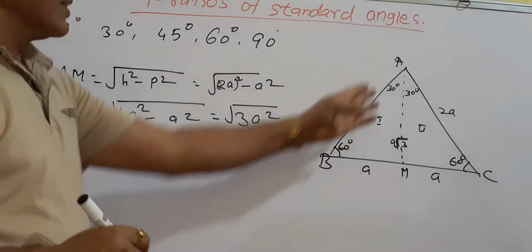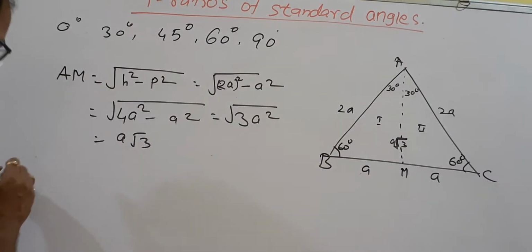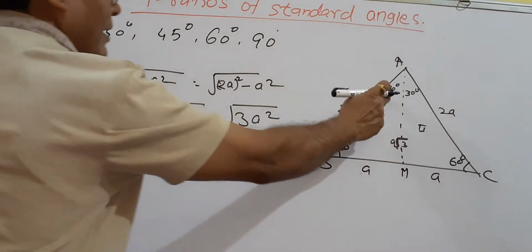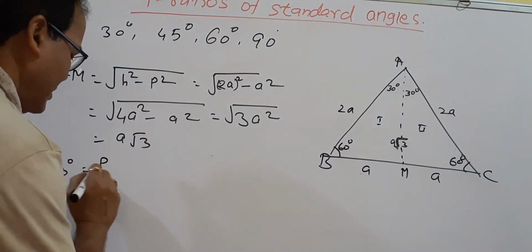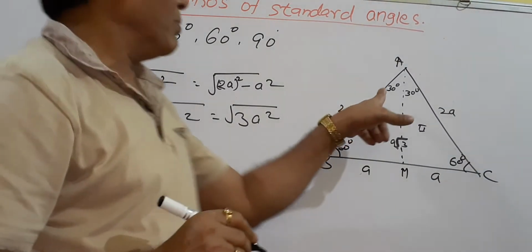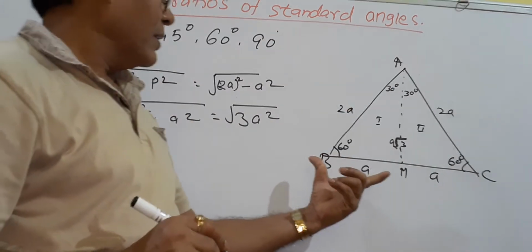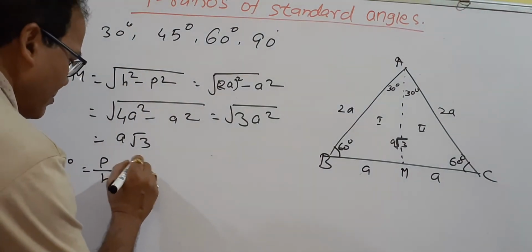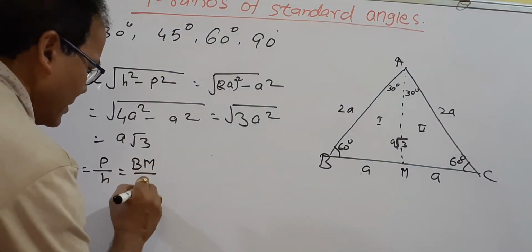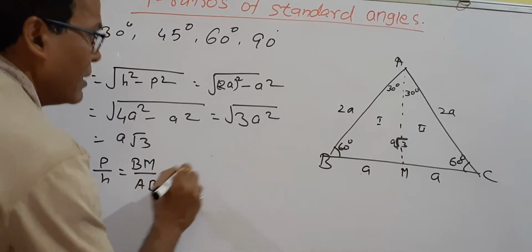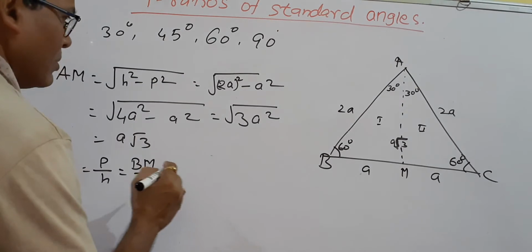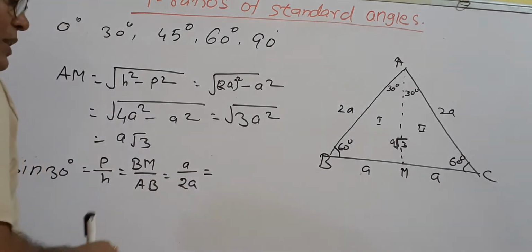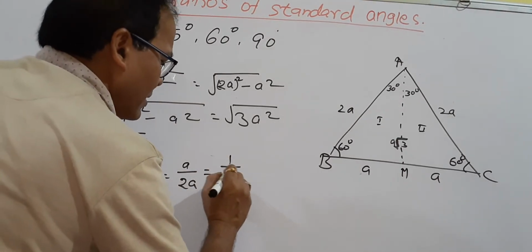Now, sine 30 degree is equal to P by H. For this angle, which one is P? BM is the perpendicular. We can say BM divided by AB, and BM is equal to A. So A by 2A. Numerator and denominator A will be cancelled and the value will be 1 by 2.